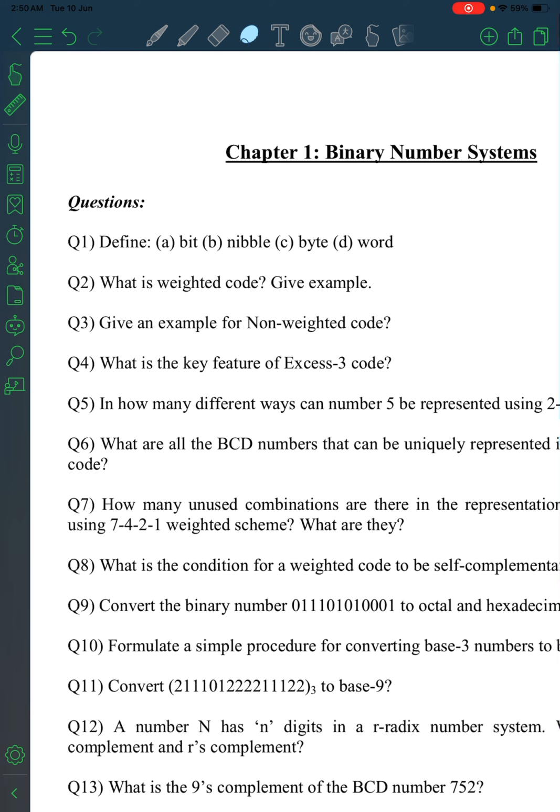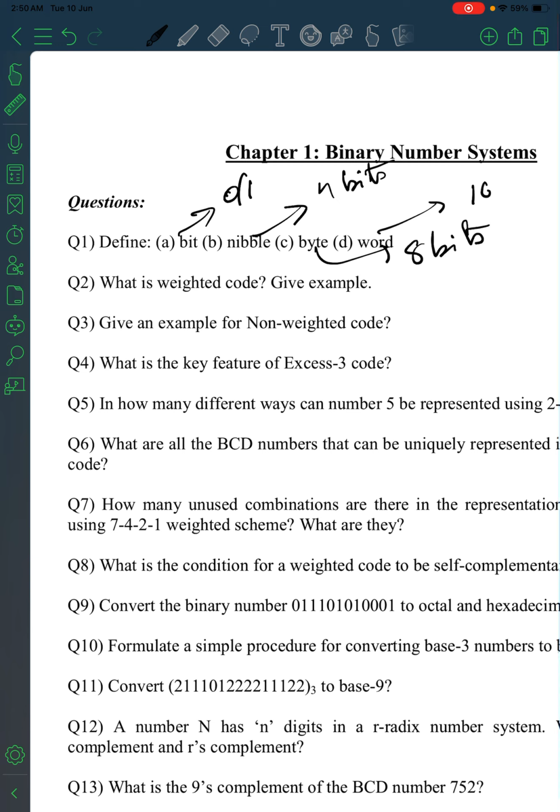They're asking what is a bit. A bit is nothing but 0 or 1. A bit is a binary digit. It's a logic 0 and a logic 1. What is a nibble? It's just 4 bits. What is a byte? It's just 8 bits. What is a word? It's 16 bits. So 1, 4, 8, 16.